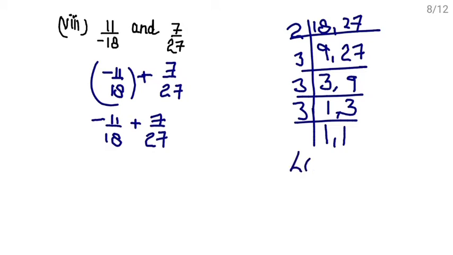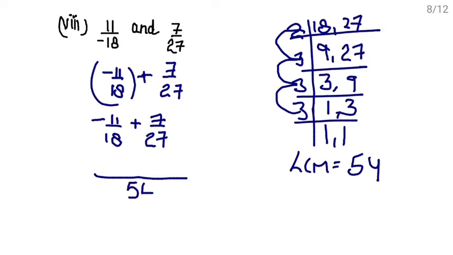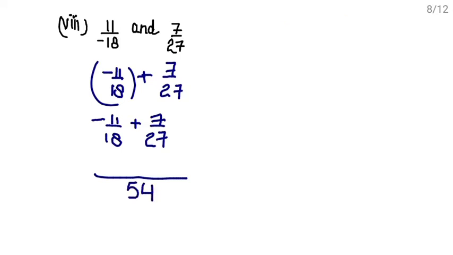So the LCM is 3 threes are 9, 3 nines are 27, 27 twos are 54. LCM is 54, so you will make the denominator 54. To make this 18 into 54, you will multiply this 18 by the 3. 18 threes are 54. So multiply this numerator also by 3. Right? To make this 27 into 54, you will multiply it by 2. So multiply this numerator also by 2.